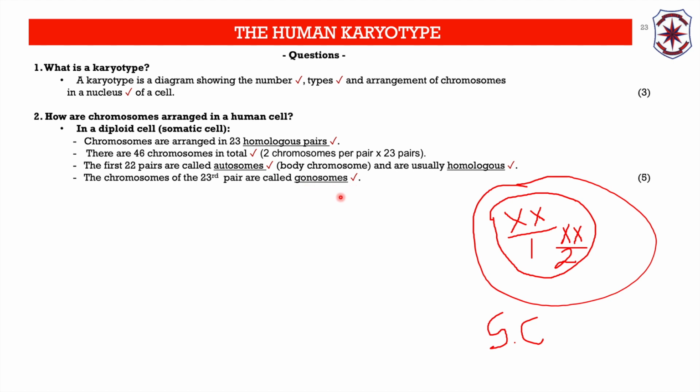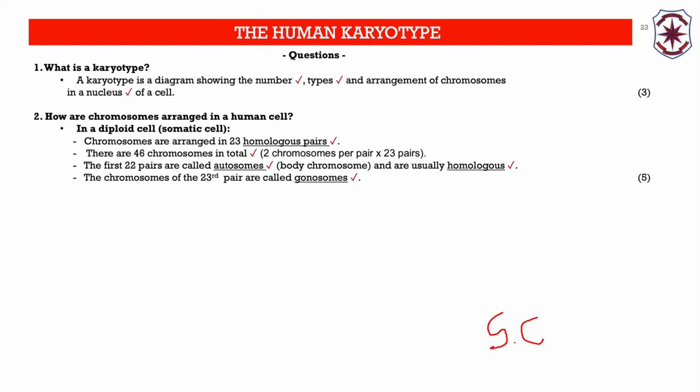So do not misconstrue body cells with body chromosomes. Okay? To avoid this mistake, do not call the autosomes body chromosomes. Just stick to calling them autosomes and stick to calling sex chromosomes gonosomes, so that you do not misconstrue gonosomes for gametes and autosomes for body cells. Stick to the scientific terminology and you will not confuse them. Okay. Right, let me just erase this so that we may continue.